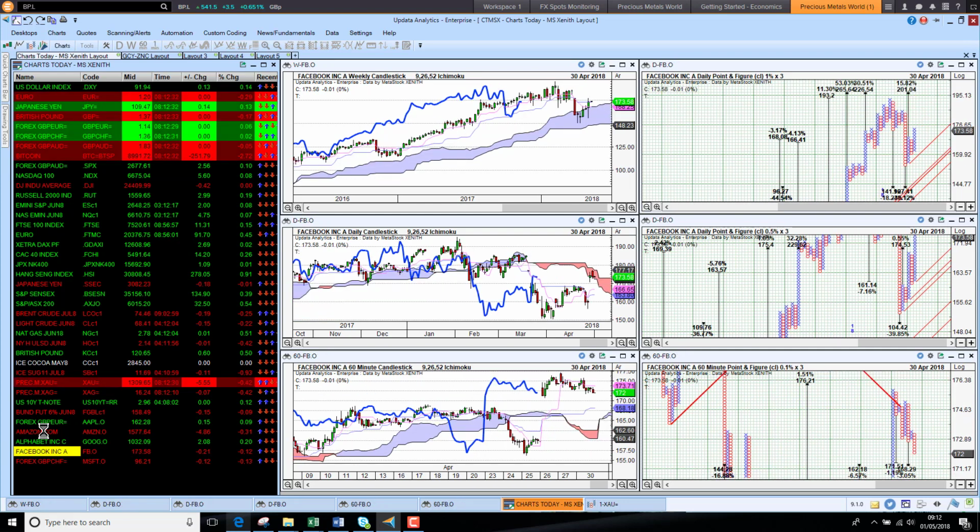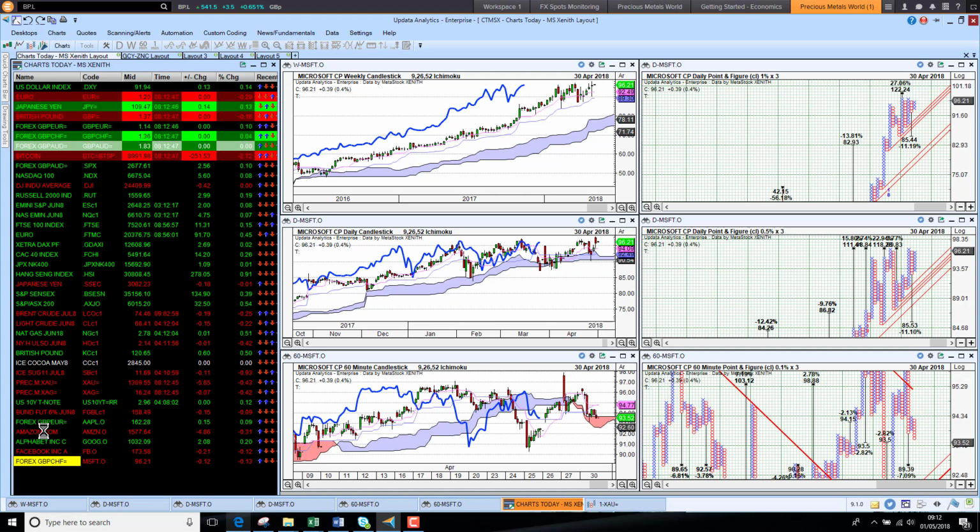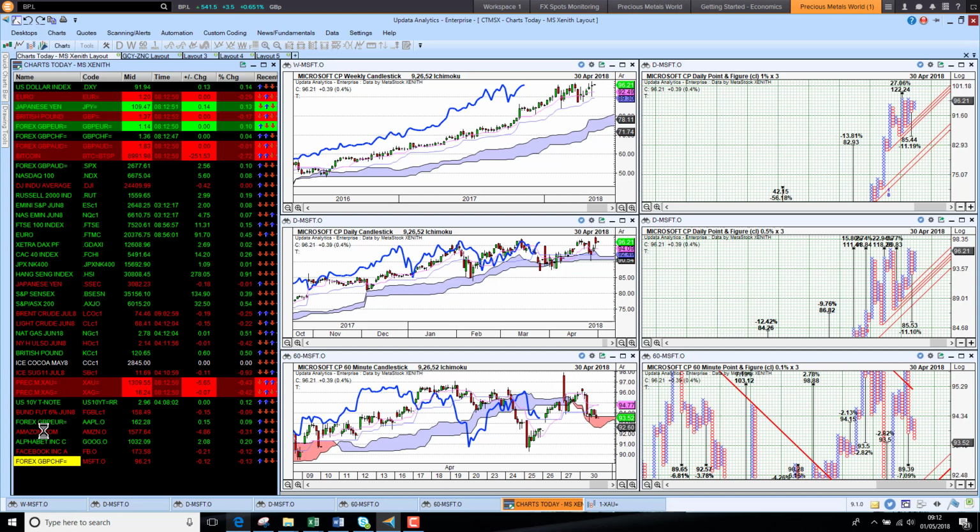Facebook also coming back, having jumped on results last week, and Microsoft just still holding its bullish position, but just turning a little bit weaker on that short-term chart yesterday. So we are just seeing tech struggling to rebuild the trend, and that is probably the biggest worry for us in the market at the moment.